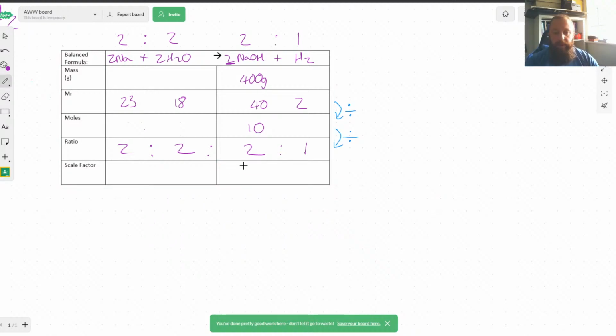Yeah, there we go. So we're going to divide going down again. 10 divided by 2 is 5. And I'm going to copy the scale factor across. Then we multiply going back up the table again. So it's literally just a couple more steps. And you'll see what's going to happen.